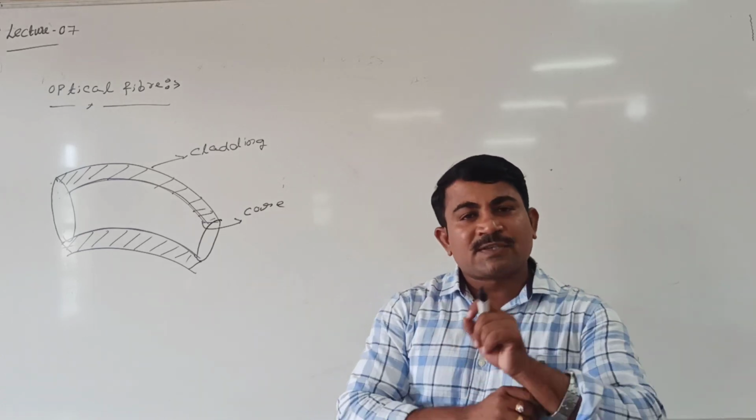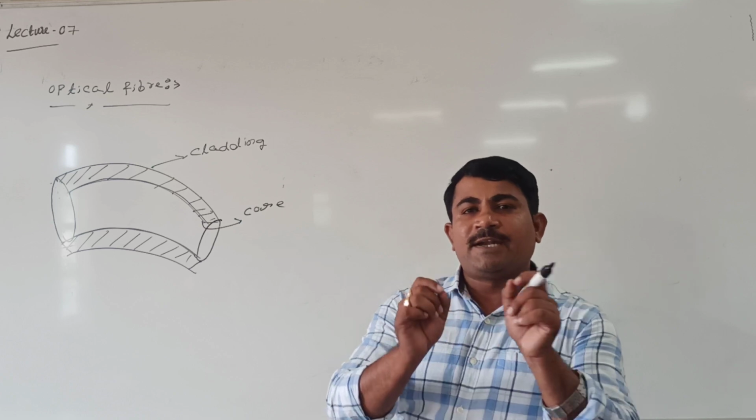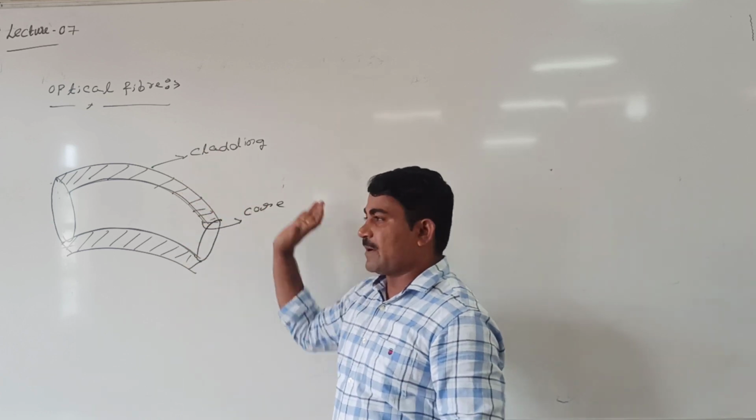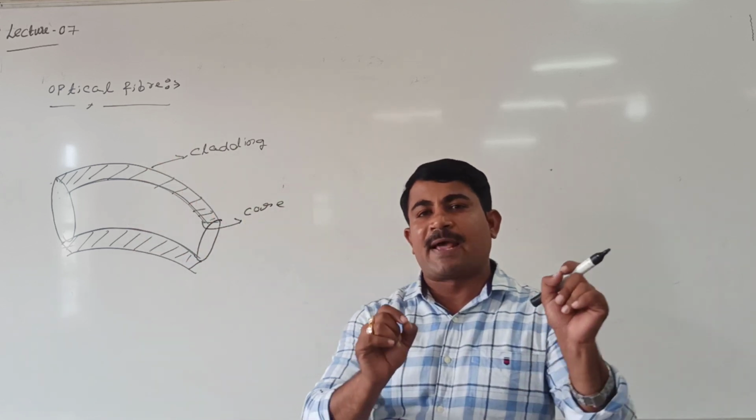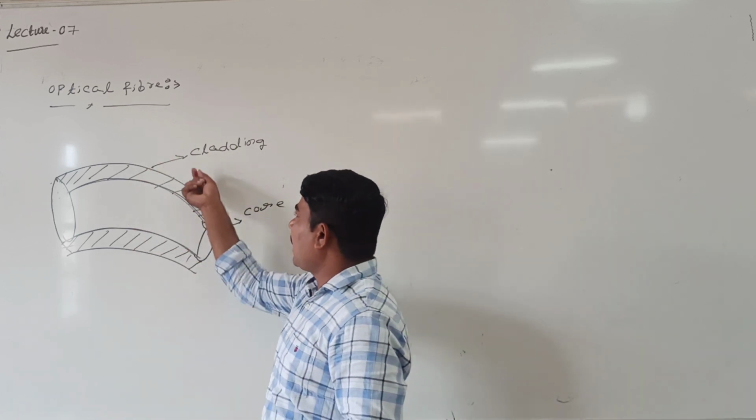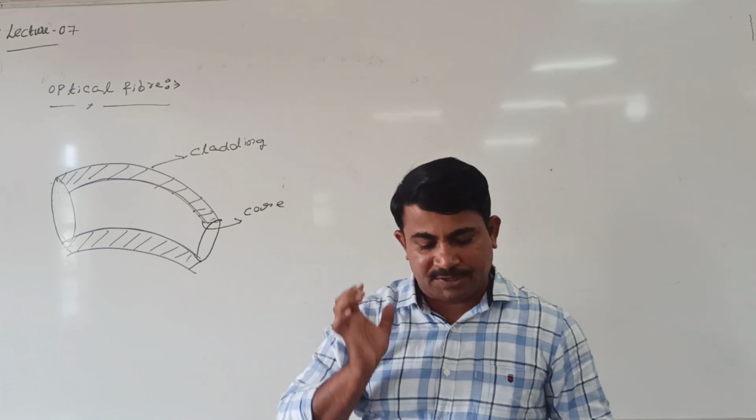To avoid loss of light, and for safety and strength, the core and cladding are enclosed in a plastic jacket. The core and cladding are enclosed in a plastic jacket.